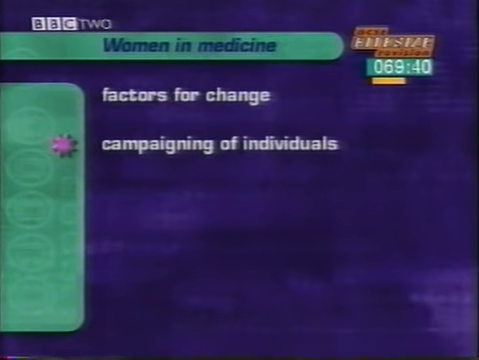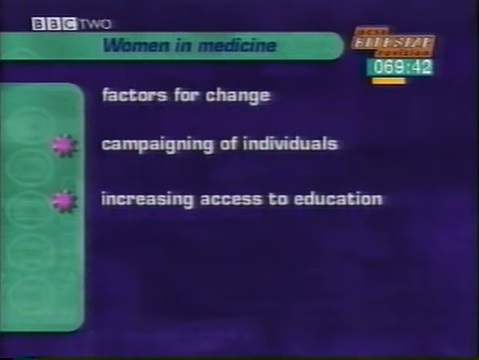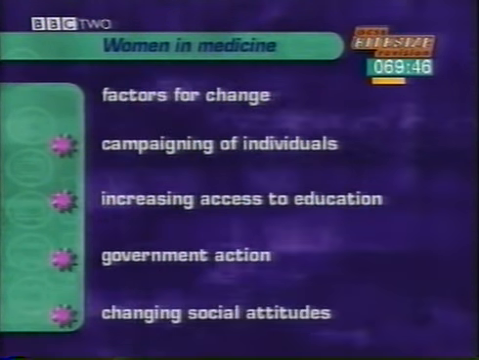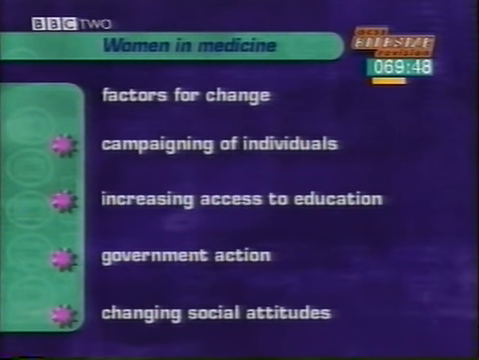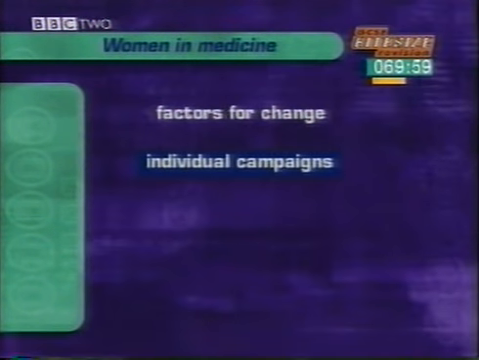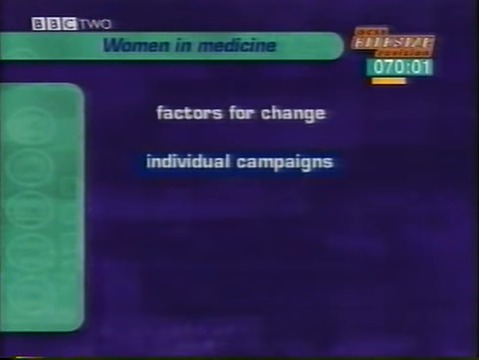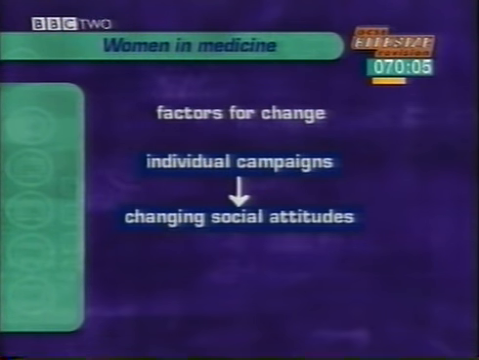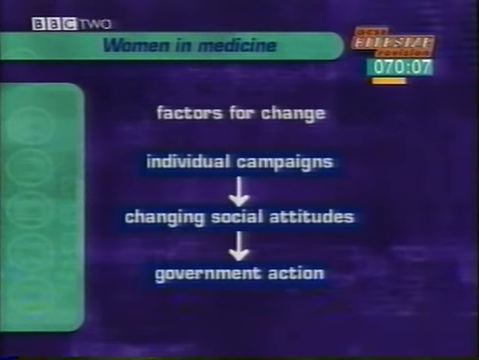Your list of factors may have included the campaigning of individuals, increasing access to education for women, government action, and changing social attitudes. Whichever you thought was most important, you should stress the way they interact with each other. For example, individual campaigns brought the issue to public attention. This helped to change social attitudes, and in response to this, government passed new laws.